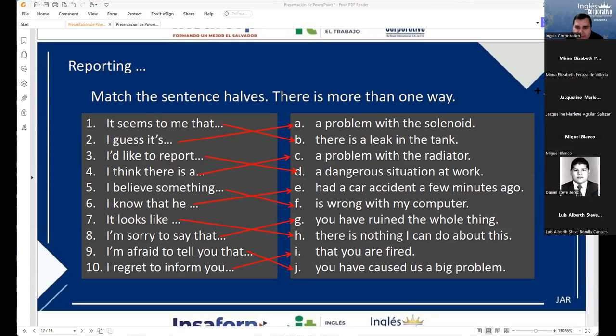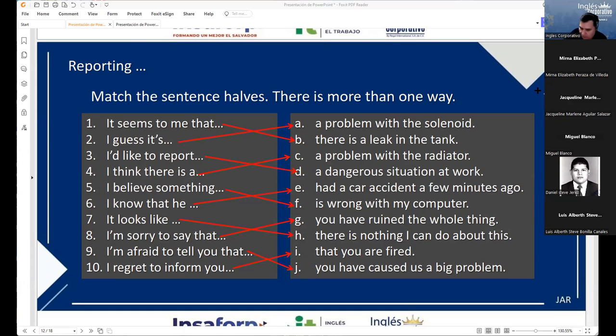I'd like to report a dangerous situation at work. I think there's a problem with the radiator. I believe something is wrong with my computer. I know he's had a car accident. I know he had a car accident a few minutes ago. It looks like there is nothing I can do about this. I'm sorry to say that you have ruined the whole thing. I'm afraid to tell you that you have caused us a big problem. I regret to inform you that you are fired.